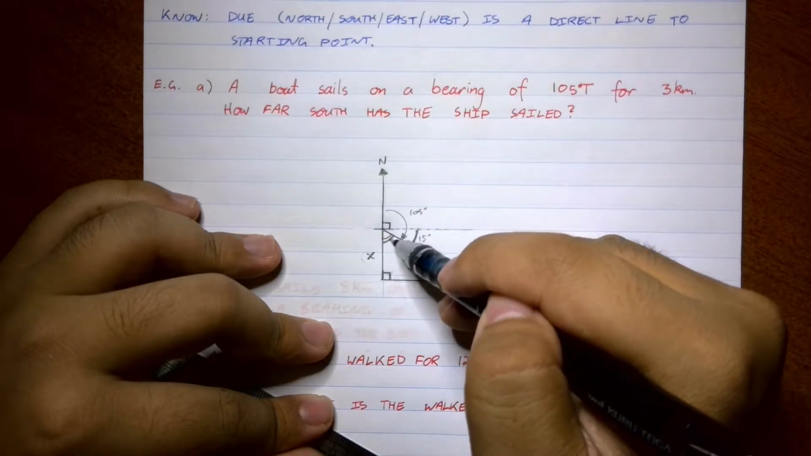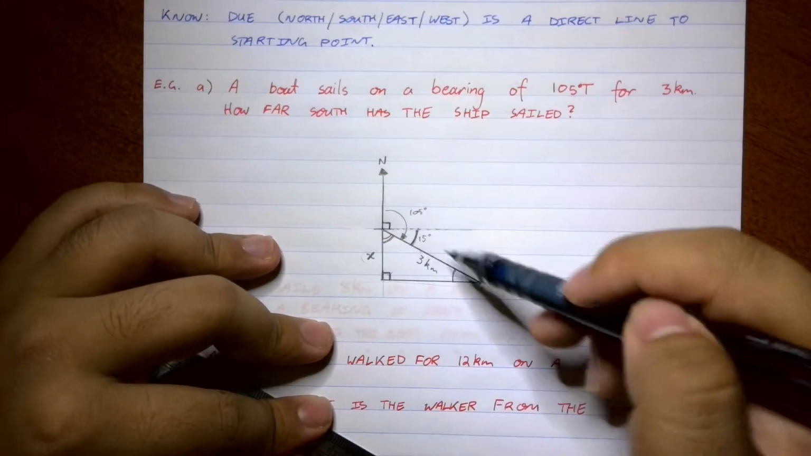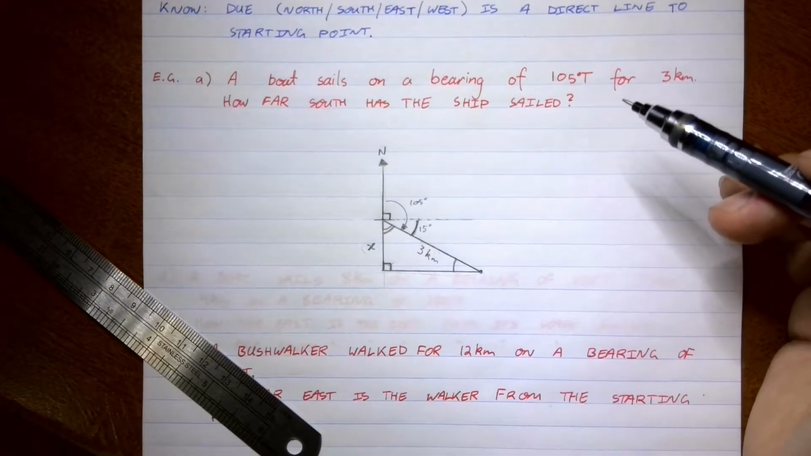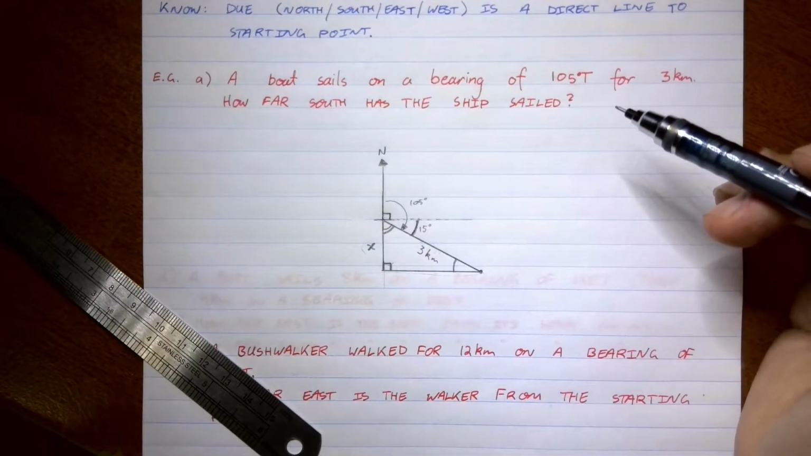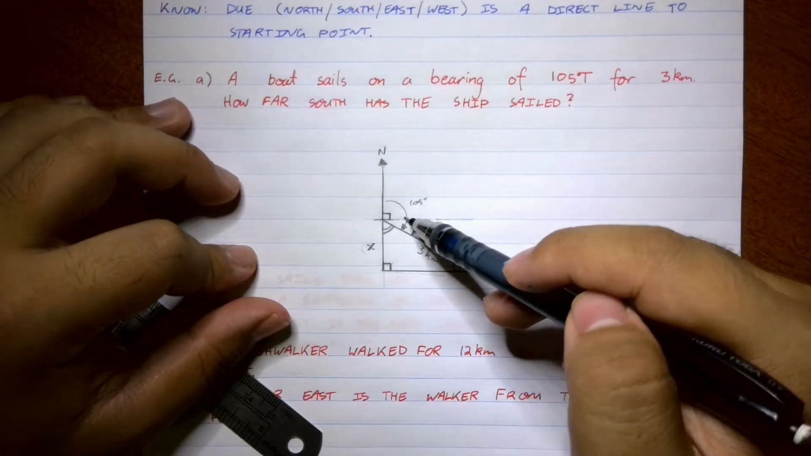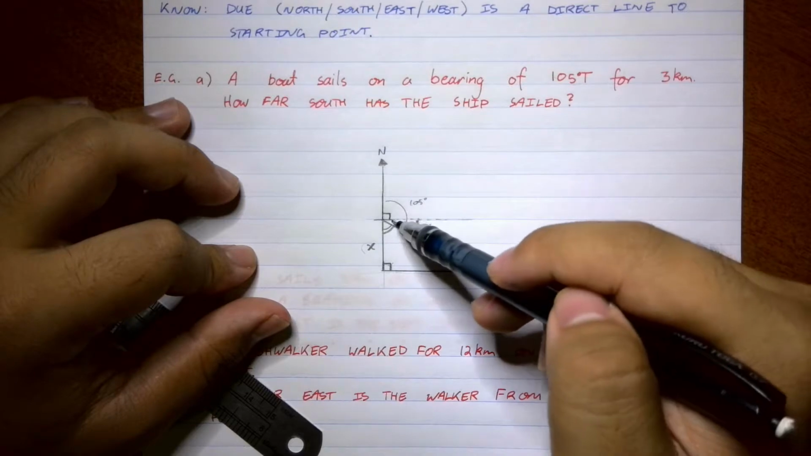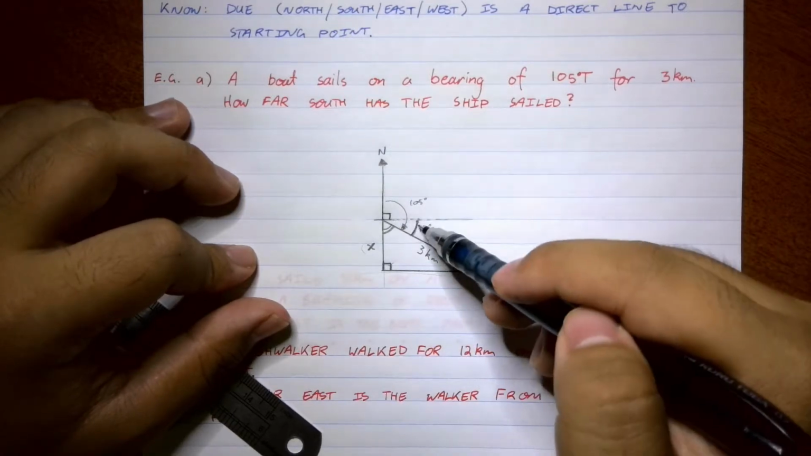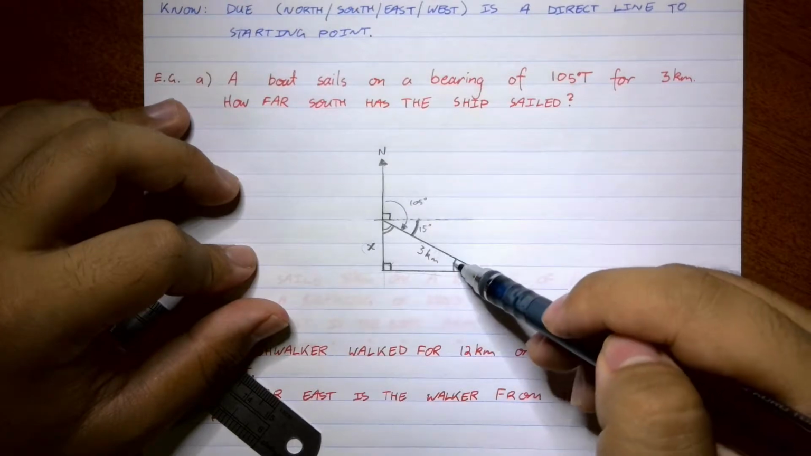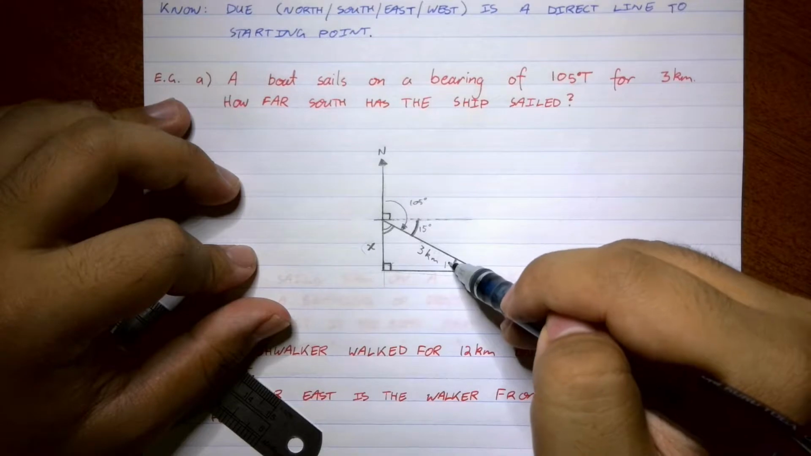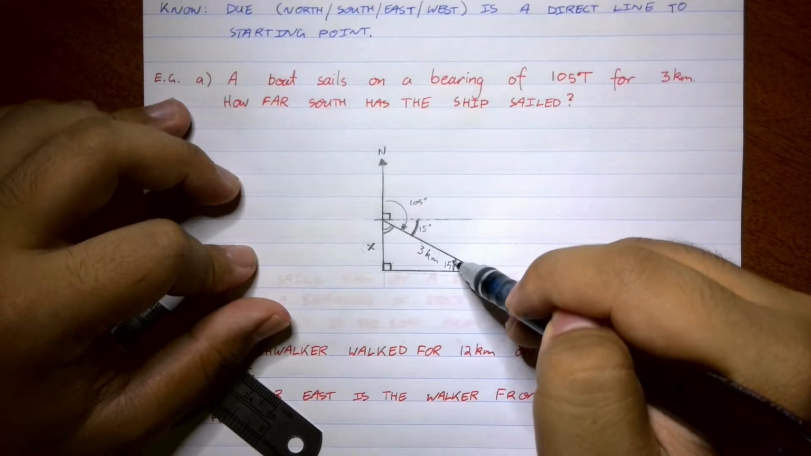I want you to see if you can figure out what this angle or this angle is equal to. You can pause the video and give it a go. Now, here's the answer. Since this line here is parallel to this line, we can say that this angle and this angle are alternate angles, which means this angle here is 15 degrees.